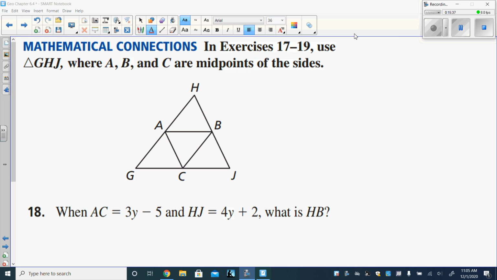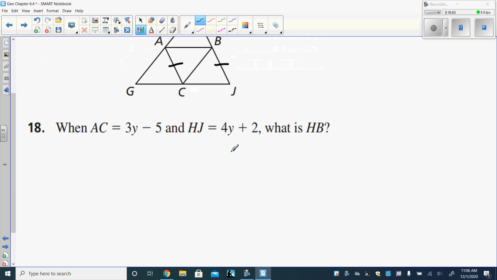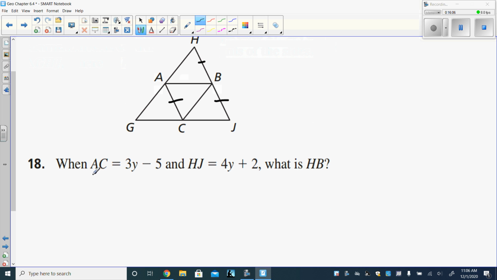So we have 2 problems left, this one here and one more, and then we are done with this lesson. Now again, we have the same triangle with A, B, and C being midpoints. We're told that AC is equal to 3y minus 5, and HJ is equal to 4y plus 2. We want to find the value of HB. Well, HB, AC, and BJ are all congruent. These 3 lengths here are all congruent. So if I can find the value of y and plug it back in for AC, I will know the value of HB.